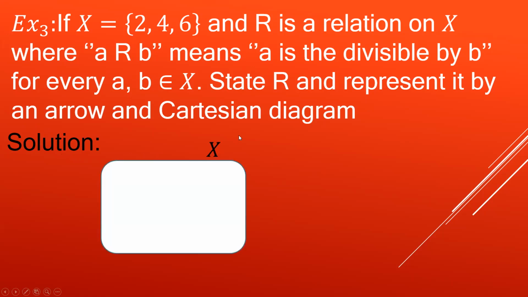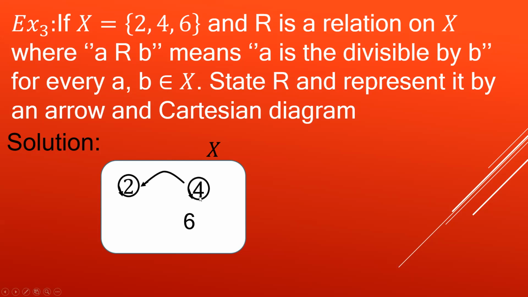And first, we need to draw a square or rectangle containing the elements of the set X: 2, 4, 6, 2, 4, 6. These are the elements of the first set. According to the condition, A is divisible by B. 2 is divisible by itself, so we need to draw a loop outside 2. And also 4 is divisible by 2. We need to draw an arrow from 4 to 2, because 4 is divisible by 2.